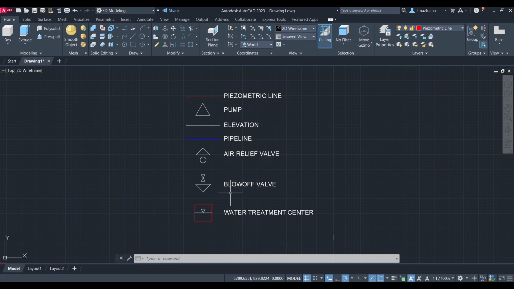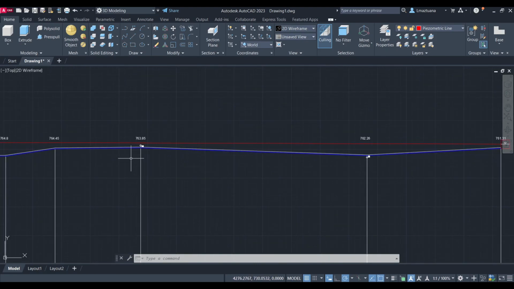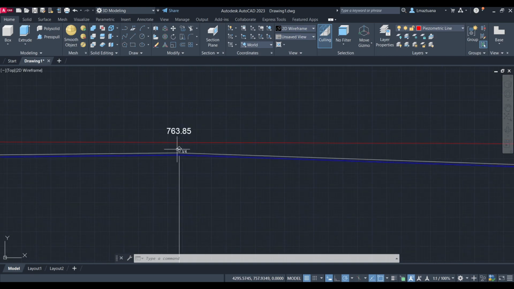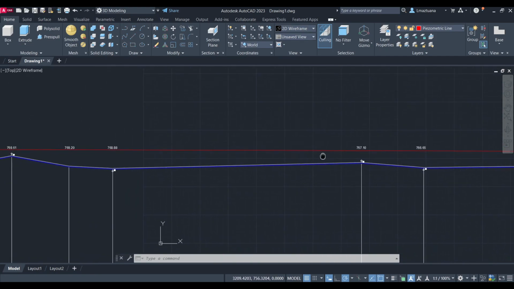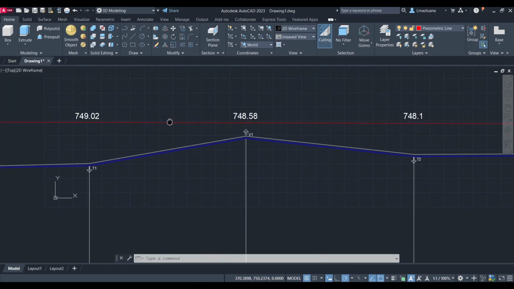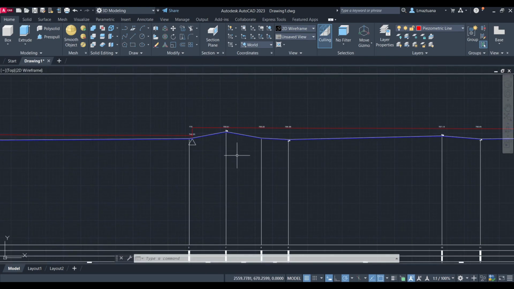And also we have the blow-off valves. They are used to release the excess pressure in a pipeline system, and high pressure means that they can damage the pipe. So we are also going to put the blow-off valves. We are going to put the air relief valves at the high points because air is likely to accumulate in the high points. So we are going to put them, for example, in here, here, and here. And we have some blow-off valves, for example, here, and in here.